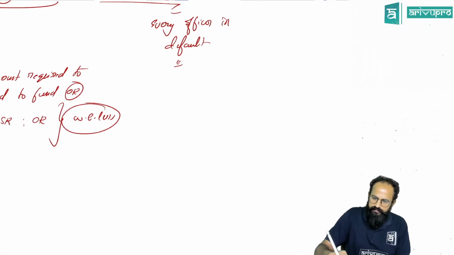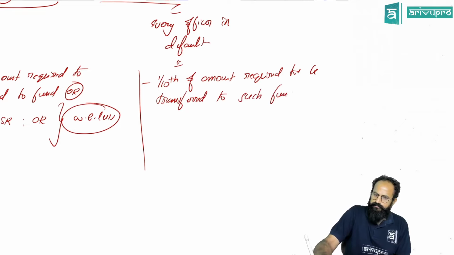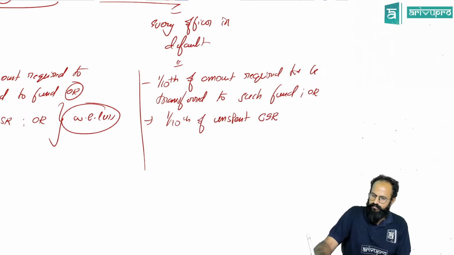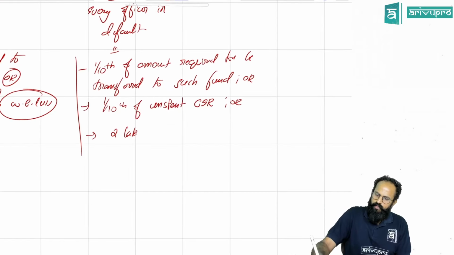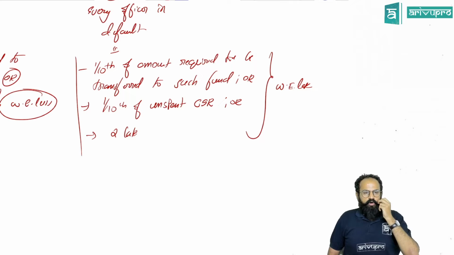Companies and every officer in default: 1/10 of the amount required to be transferred to such fund, or 1/10 of unspent CSR, or 2 lakh, whichever is less. So then what's the use of penalty?